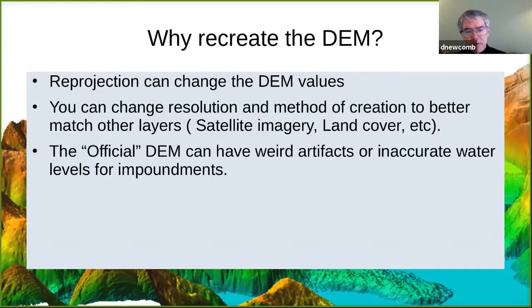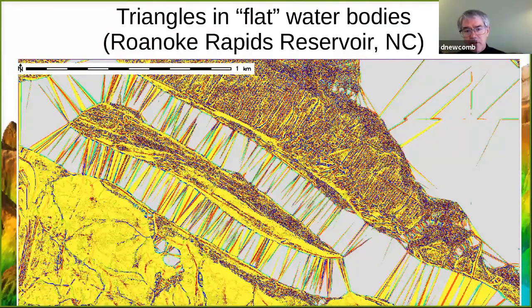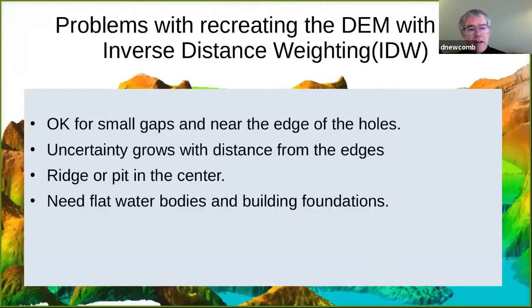For example, this is Roanoke Rapids in North Carolina. If you look at the upper end of the official DEM, you see all these triangles in here. It's not really a flat surface. Now, the problems with recreating a DEM: if you just do inverse distance weighting, it's okay for small gaps and near the edges of holes, but the uncertainty grows as you go into the middle. And you end up with a ridge or a pit in the center, and you need flat water bodies and building foundations.